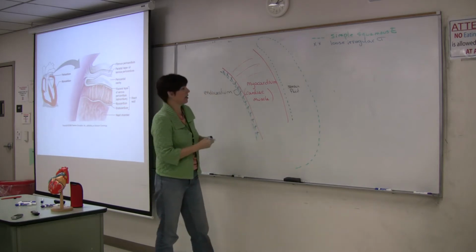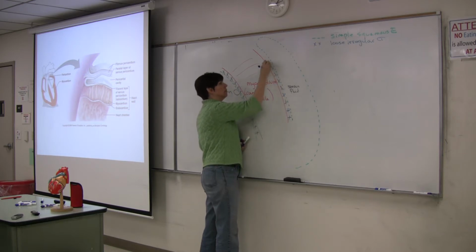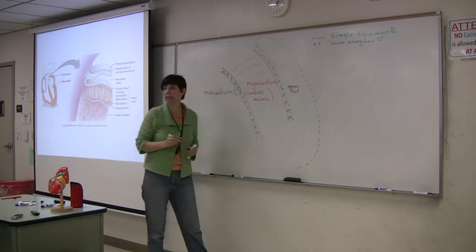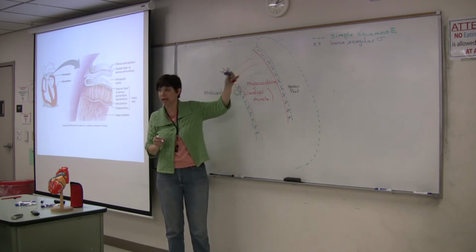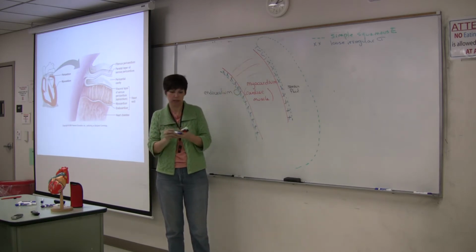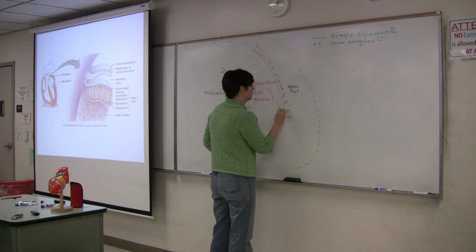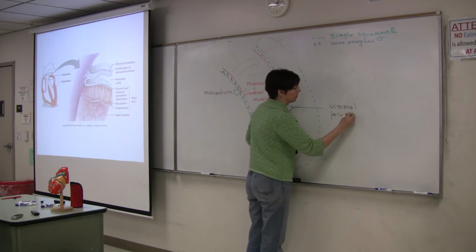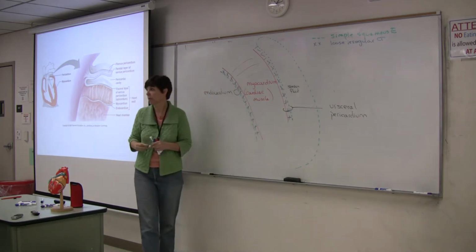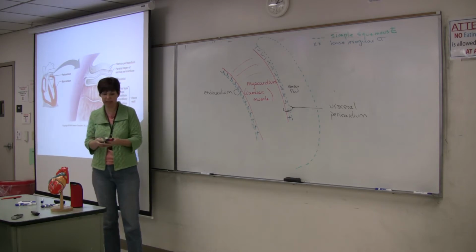And it's going to be attached to the myocardium with loose irregular connective tissue. So this is our pericardium, all right? Because it's attached to the organ, it's the visceral pericardium. Just like we had perimetrium, which was really the visceral peritoneum attached to the uterus.